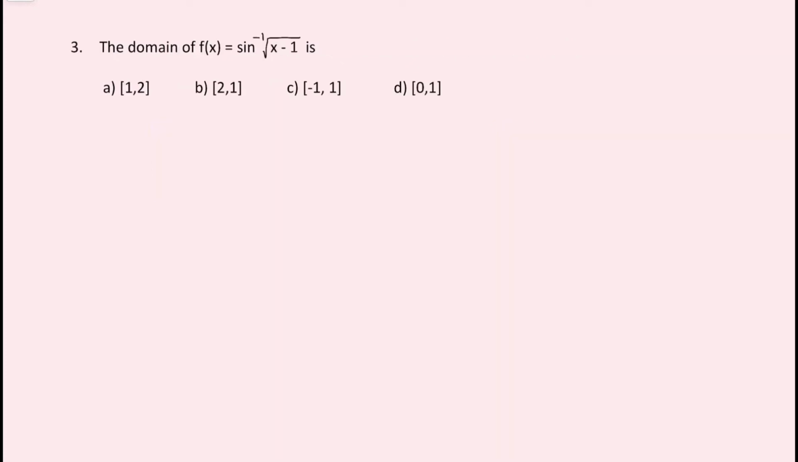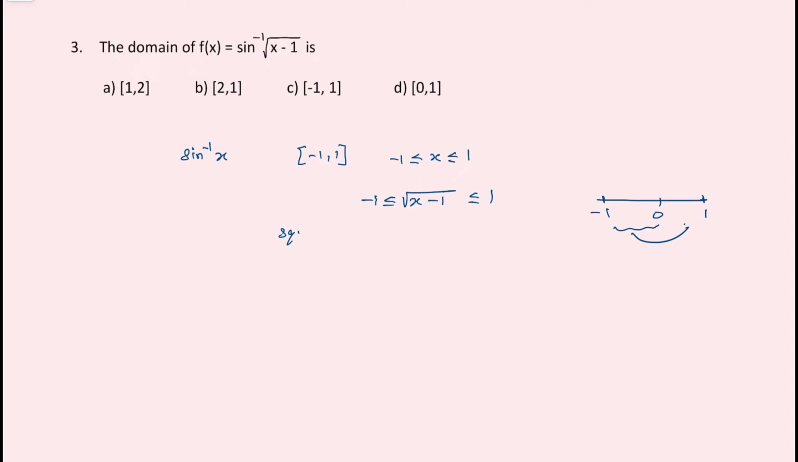Question 3. The domain of the function f of x, which is sine inverse of root of x minus 1, is. We know that the domain of sine inverse of x is minus 1 to 1. That is, x lies between minus 1 and 1, including minus 1 and 1. But here we have root of x minus 1. Let us square all the terms. By squaring, the negative values also will become positive. So 0 less than or equal to x minus 1 less than or equal to 1 square is 1.